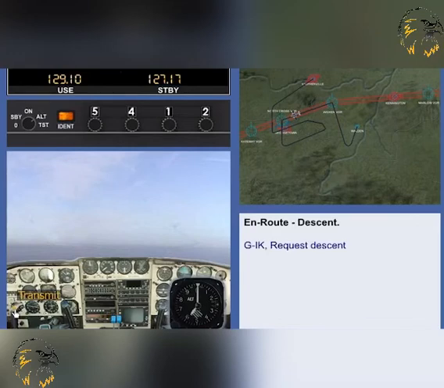Golf India Kilo, request descent. Golf India Kilo, descend flight level 40. Descend flight level 40, Golf India Kilo. Golf India Kilo, contact Georgetown approach 120.625. Georgetown approach 120.625, Golf India Kilo.